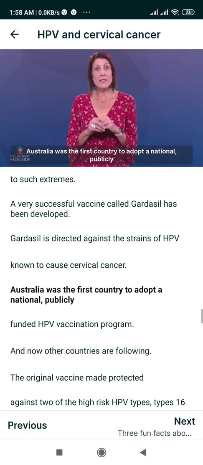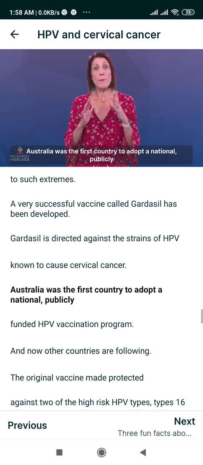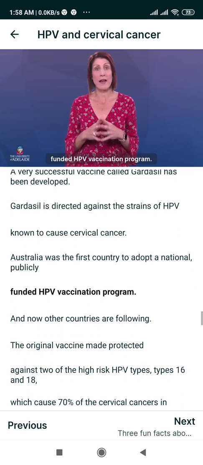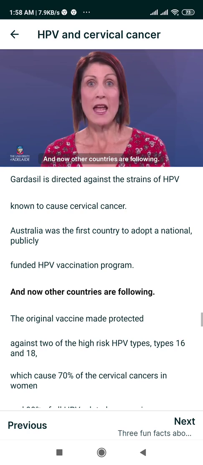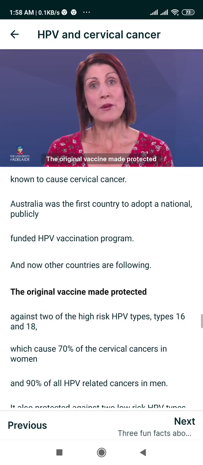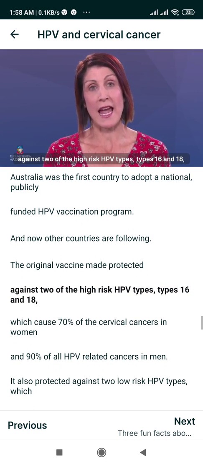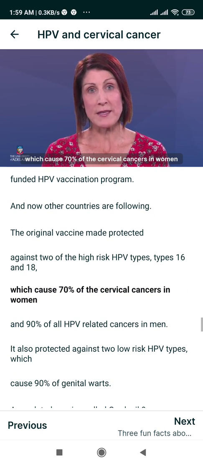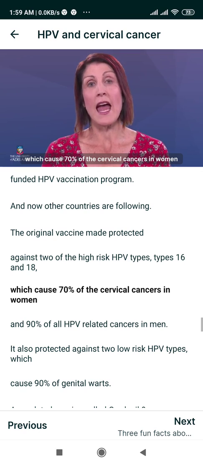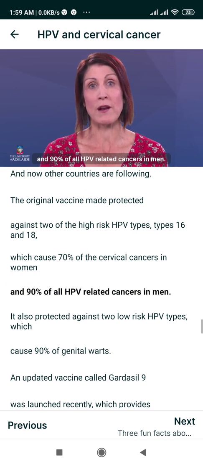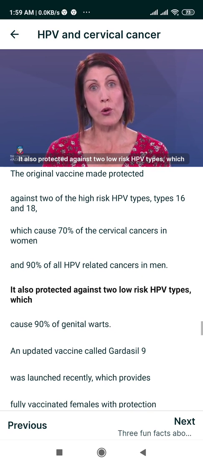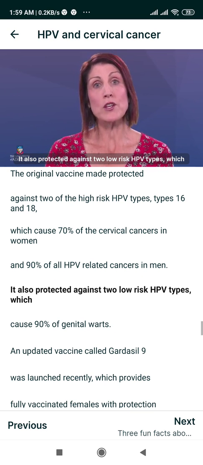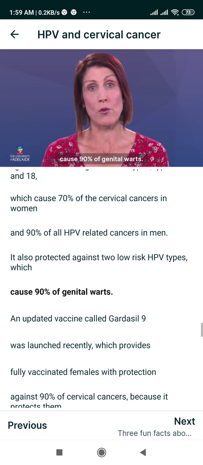Australia was the first country to adopt a national, publicly funded HPV vaccination program, and now other countries are following. The original vaccine protected against 2 of the high-risk HPV types, types 16 and 18, which cause 70% of the cervical cancers in women and 90% of all HPV-related cancers in men. It also protected against 2 low-risk HPV types, which cause 90% of genital warts.